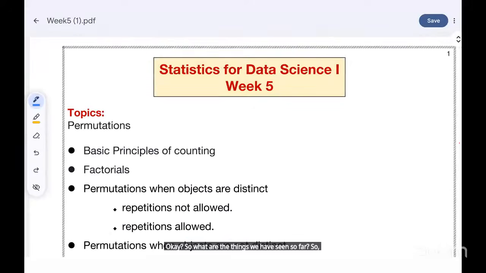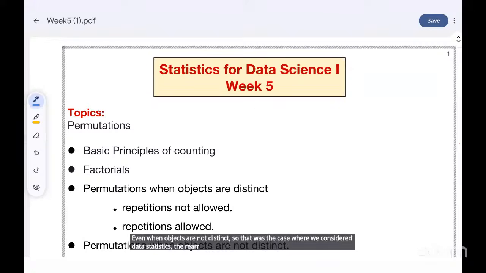So what are the things we have seen so far? First, very basic principles of counting. Then we saw factorials and permutations when objects are distinct, where repetitions are allowed and where repetitions are not allowed. Both these scenarios we have seen. And then when objects are not distinct, that was the case where we considered data, statistics, the rearrangement of those words.